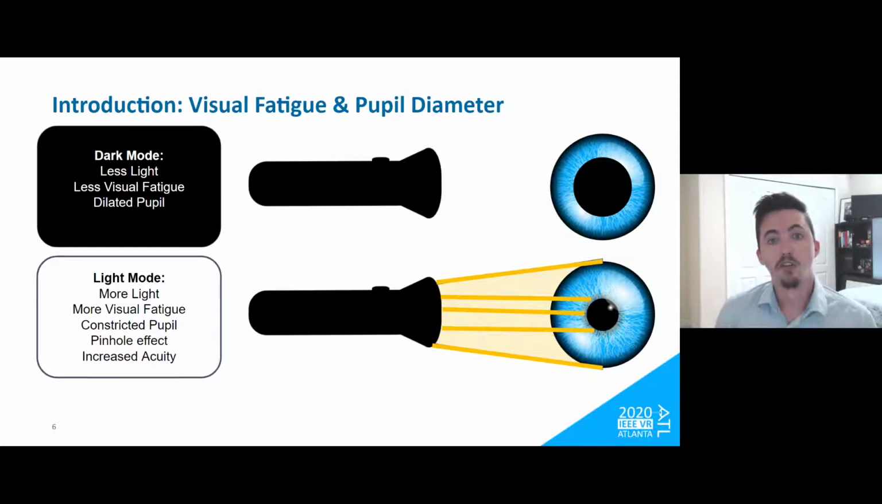We also have these factors of visual fatigue and pupil diameter. So with the dark mode style interface, you're typically introducing less light to the user's eyes, which will result in less visual fatigue and a more dilated pupil. Whereas if you have that light mode interface, you have more light reaching the eye, which typically results in more visual fatigue, a constricted pupil, and may have this interesting effect called the pinhole effect if the pupil size is reduced enough. That pinhole effect can cause an increase in acuity, as well as some other interesting effects here.